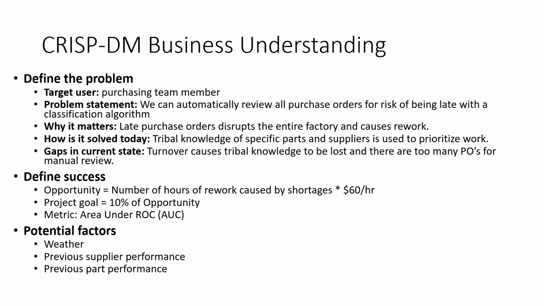Some potential factors that could help this algorithm, a big one potentially is weather. What does the weather look like between when the supplier shipped their part to us along that route from the supplier to our factories? What does the previous supplier's performance look like? What does that previous part performance look like? Those two paradigms are kind of important because maybe the supplier is just really bad, or maybe this is just a really hard part that all suppliers are struggling with.